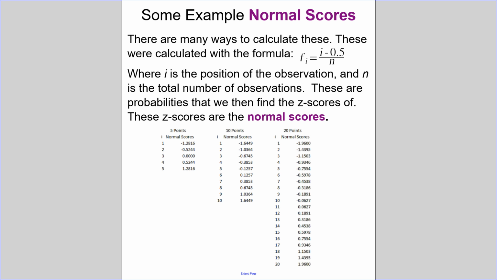So notice here that we have the scores when we have 5 points, the scores when we have 10 points, and the scores when we have 20 points. So we're going to do an example where we have 10 points of data. We're going to be using these normal scores here against our values. Let's take a look at that now.